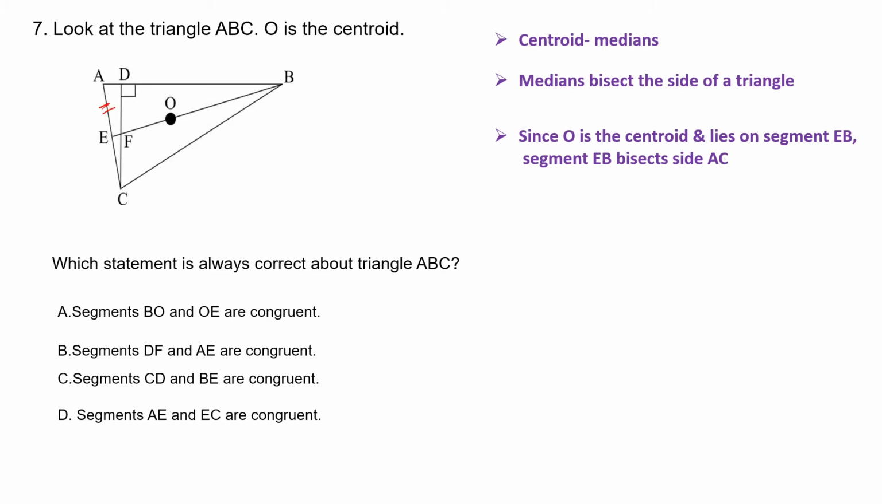and so right here, these two, AE and EC, would be congruent. And so if we look down here, BO and OE are congruent? No. DF and AE are congruent? No. CD and BE are congruent? Nope. Segments AE and EC are congruent, which is what we found right here. So the answer to this question would be D.